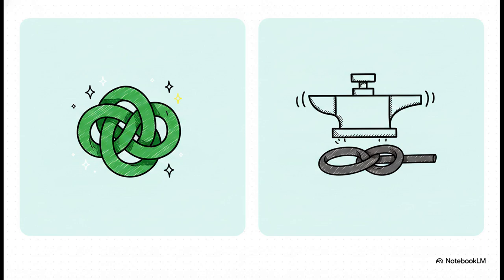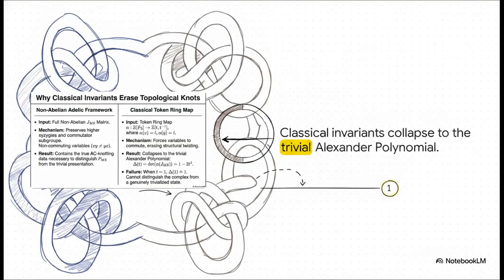Think of it like trying to solve a Rubik's Cube by pretending you can just peel off and swap the stickers. By forcing commutativity, classical methods completely erase the very structural twisting we're trying to measure in the first place. And this brilliantly illustrates that exact failure in action.